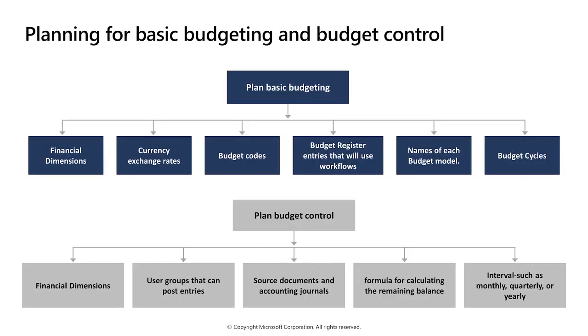Let's first understand how to plan basic budgeting. Before we use basic budgeting in Finance and Operations, we need to compile information about how the budget should be configured. Before we begin to configure basic budgeting or budget control, we should compile information about which financial dimensions and main accounts will be used for budgeting, and can have amounts transferred either to or from them.